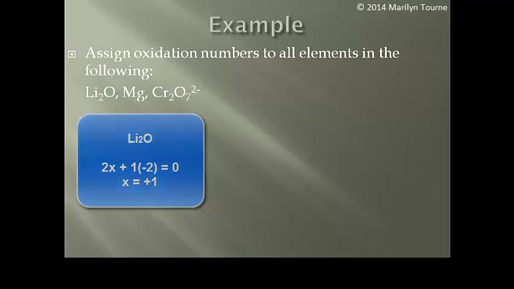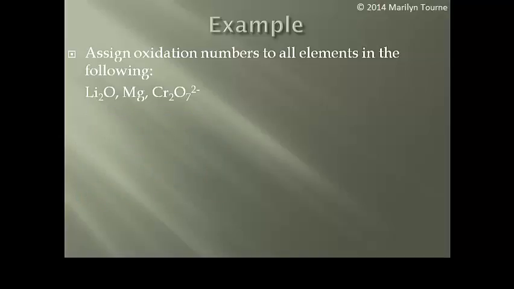And that's simple because we know that lithium is an alkali metal. It sits in the first column, so it will always have a +1 charge. And oxygen we should know too, because it's usually -2, unless it's in a peroxide or a superoxide ion.